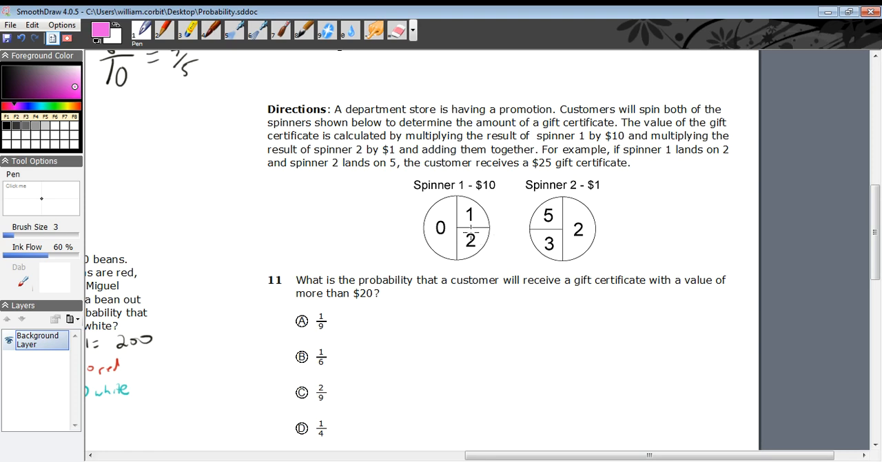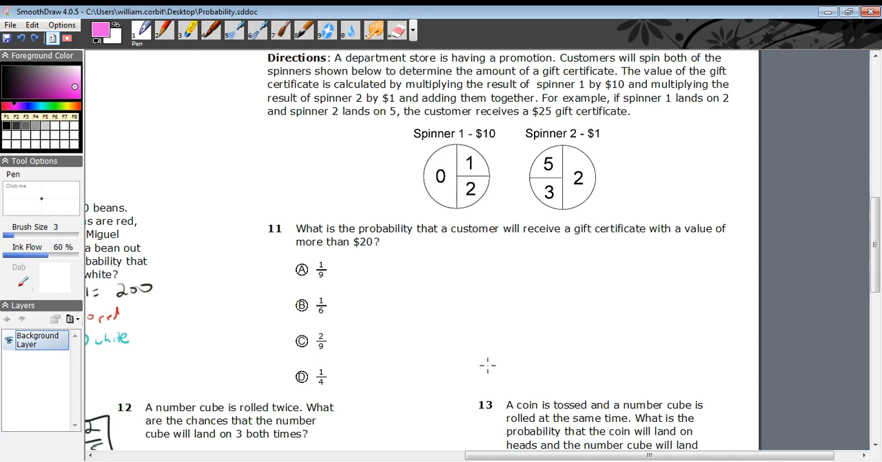So 2 is multiplied by 10, and this is multiplied by 1. So if you get a 2 here, you'd multiply it by 10. Here you multiply by 1. 2 times 10 would be 20. And then you'd add that to 5 times 1, which is 5. And then you add these together, which would be 25. Okay, so what is the probability that the gift certificate is going to be more than 20?